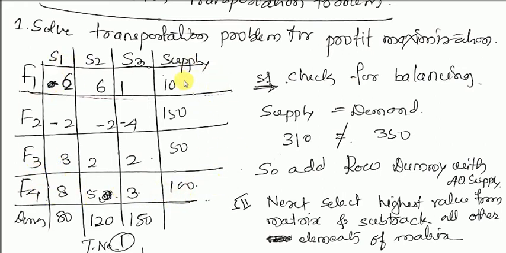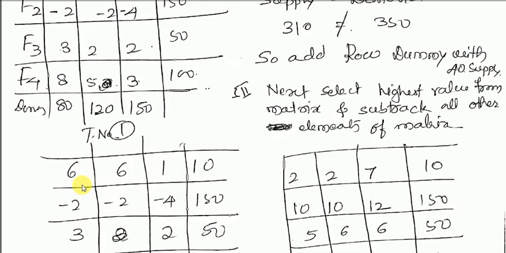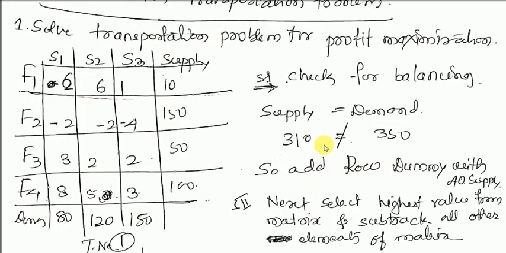Select the maximum. Leave the supply and demand, and check the maximum element from the matrix. Which is maximum? This is also an unbalanced problem, we'll go for that later. From this you have to select a maximum element.